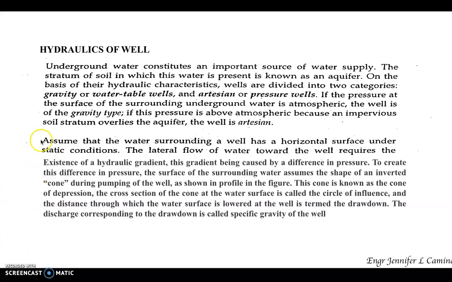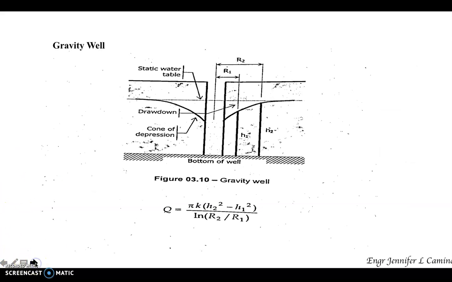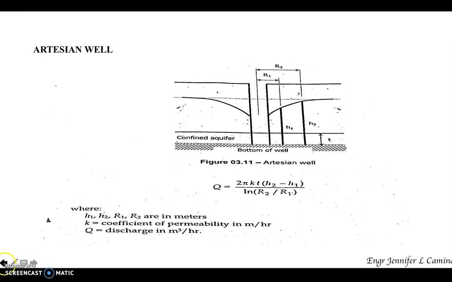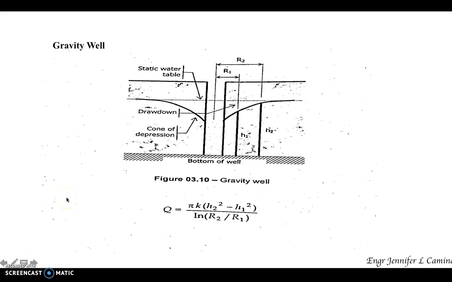So basically, this is an illustration for a gravity well, and this is our artesian well. When you try to pump a well, there will be a drawdown, meaning the water surface of the well goes down. The distance from the original water surface towards this curve is our drawdown. And of course, this conical formation as you pump the well is what we call the cone of depression.